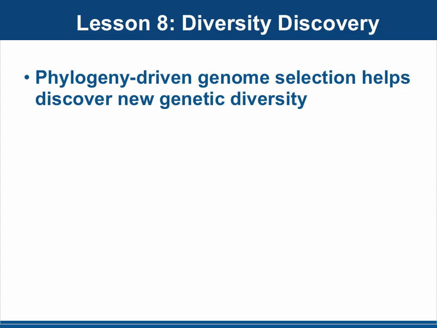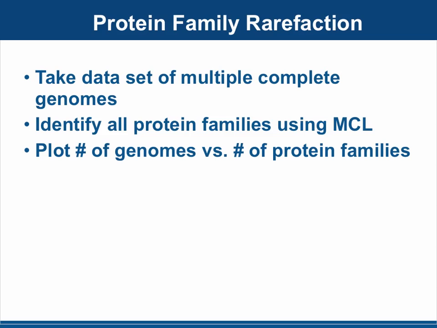So we basically asked, given the PD, the branch length in the tree, compared to other organisms that you had data for, what is the probability that you're going to find something new in a genome entry? We tested this in a few ways, and I'm just going to show you one of those ways. We did what you could call a protein family rarefaction curve.